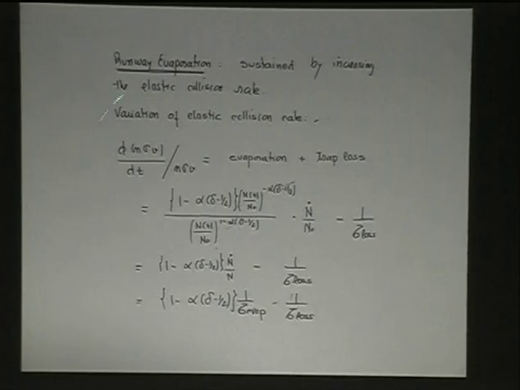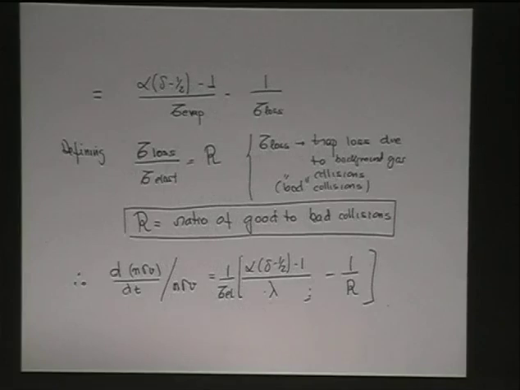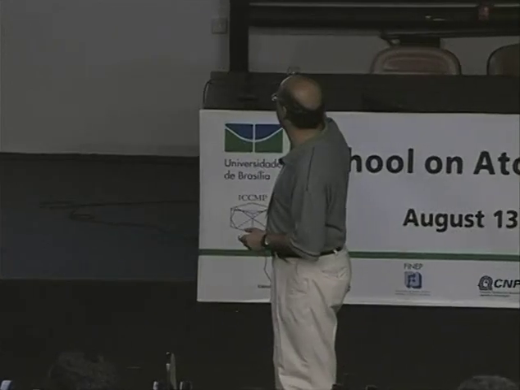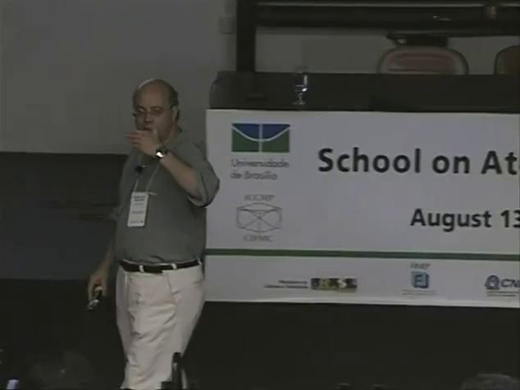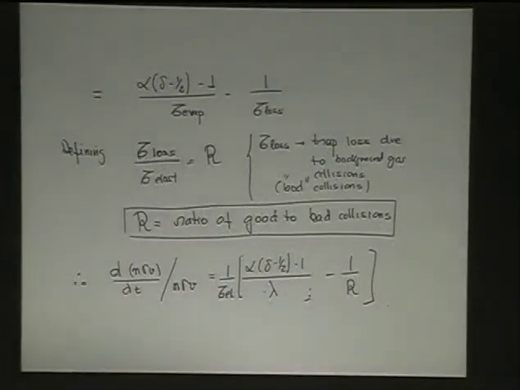So I'm going to rewrite this just in terms of the definition of R, because here I have evaporation, I have trap loss, and I define R this way. So I just write now everything in terms of the elastic collision time, which is 1 over tau. It wasn't there before. I introduced it here, so that's why it's in evidence here. I define R as the ratio between the time of loss and the time of elastic collisions. 1 over R is the ratio between elastic to lossless collisions, right? Because the rate goes with 1 over tau.